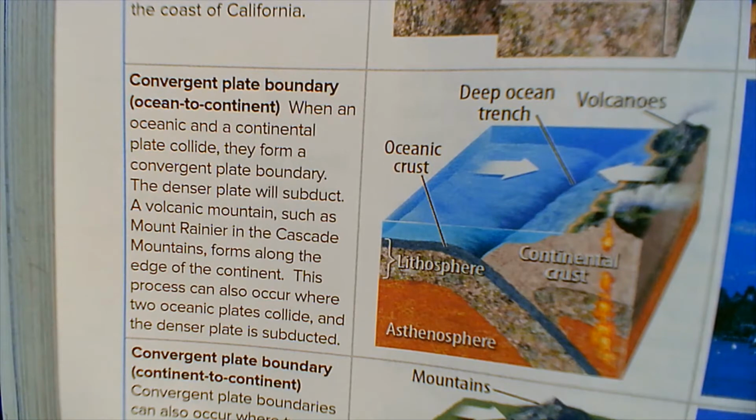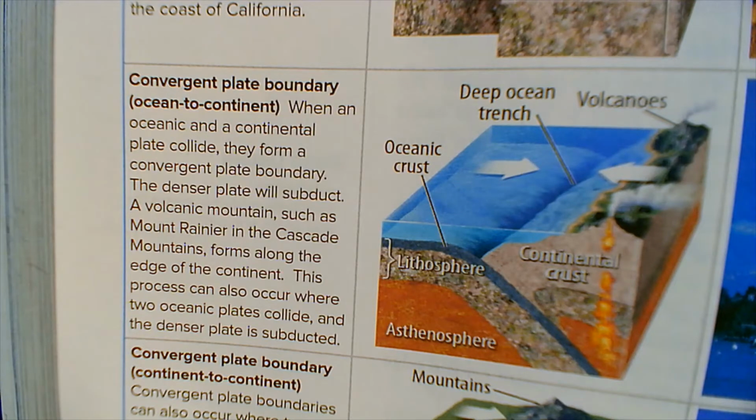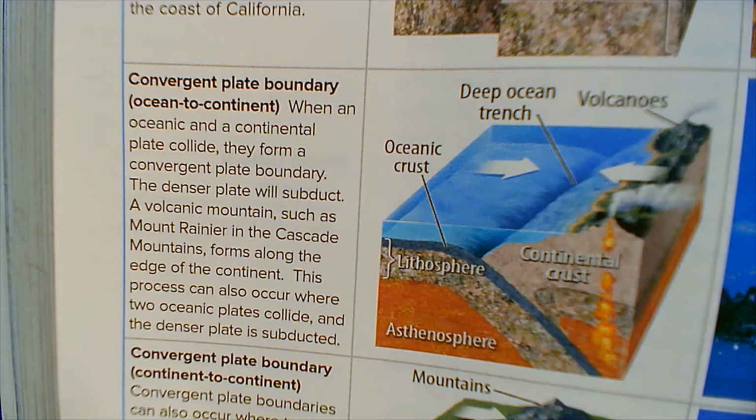Okay, our convergent plate boundary, there are two different types that we're going to talk about. So it can be an ocean to continent, and that's what this one is. And so when an oceanic and a continental plate collide, remember that the oceanic is more dense, and so it will subduct. So they form a convergent plate boundary, and that denser oceanic plate will subduct. It will go under the continental crust. So a volcanic mountain, such as Mount Rainier in the Cascade Mountains, forms along the edge of a continent.